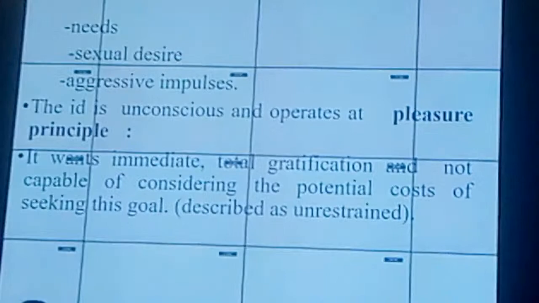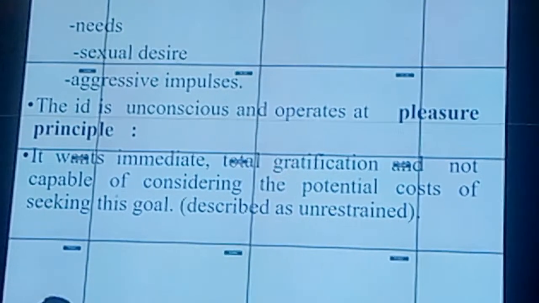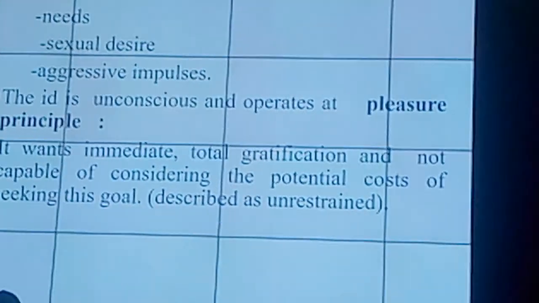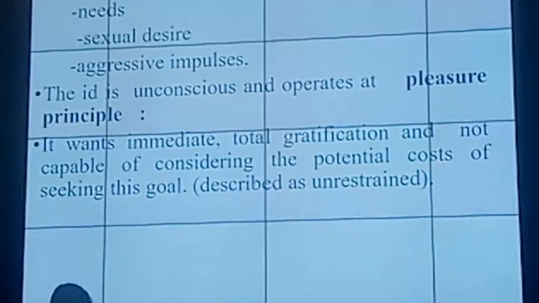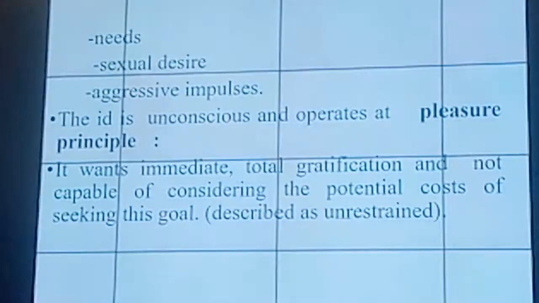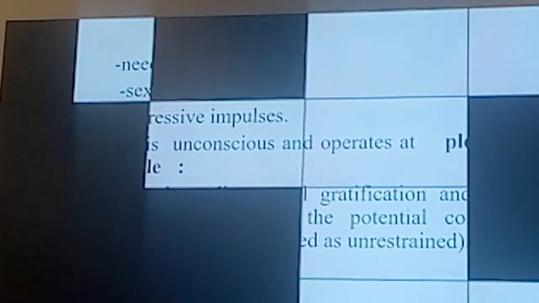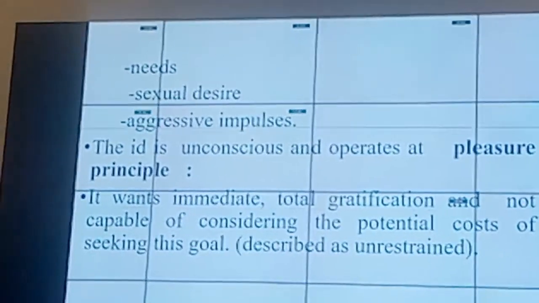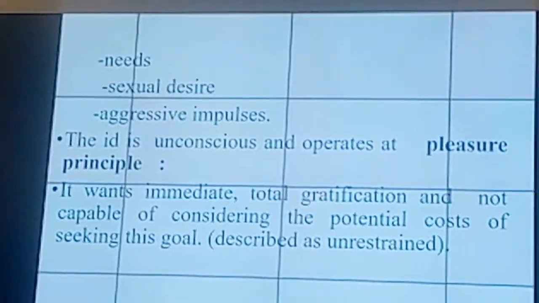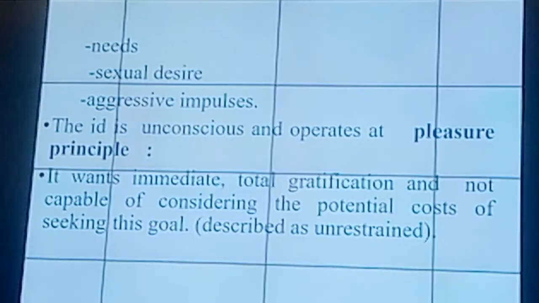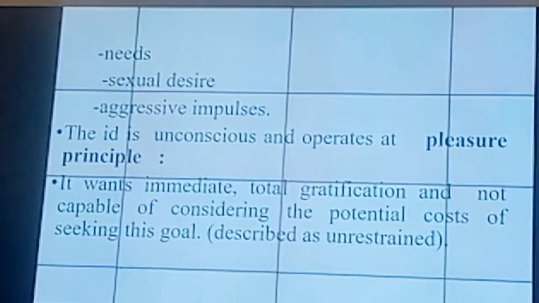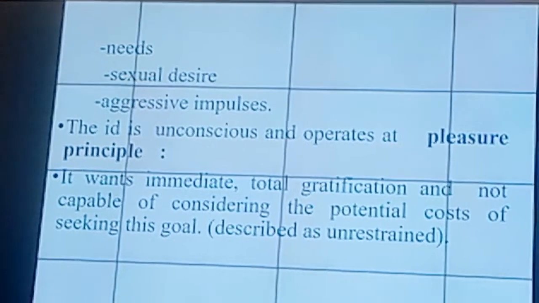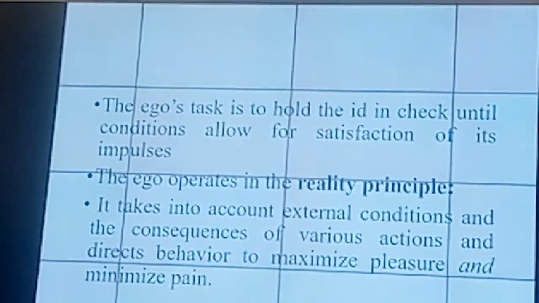So what was at play there? The id. These are the aggressive impulses in that person with this criminal mind. So you can analyze such a person, what type of a person he is, what was at play. The id is unconscious and operates on the pleasure principle. It wants immediate, total gratification, not considering the potential cost of seeking this goal. It is unrestrained, like that person who was attacking an innocent person.